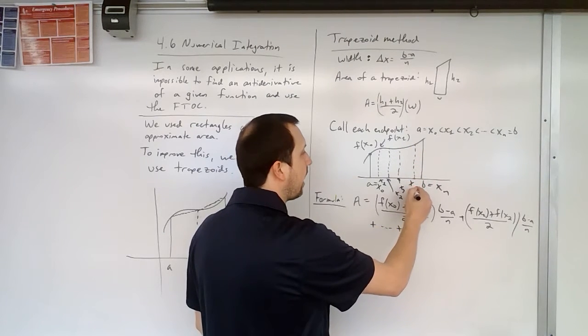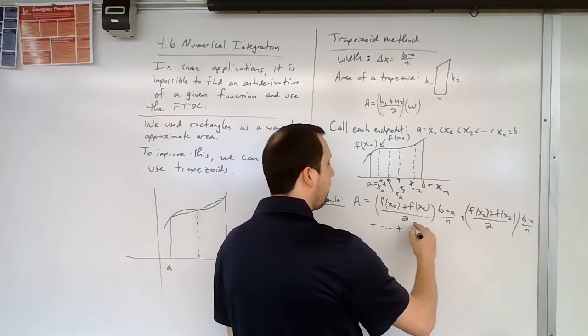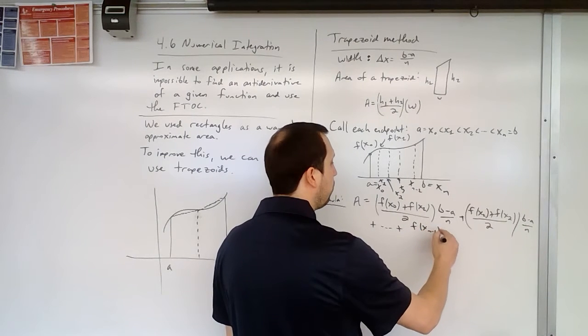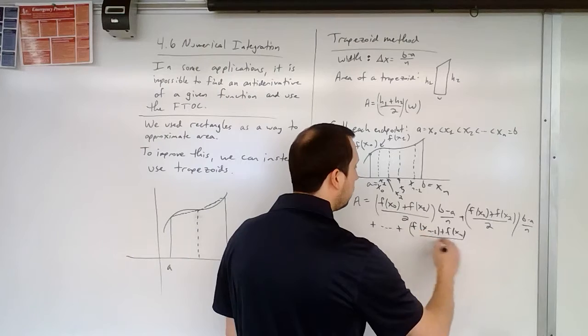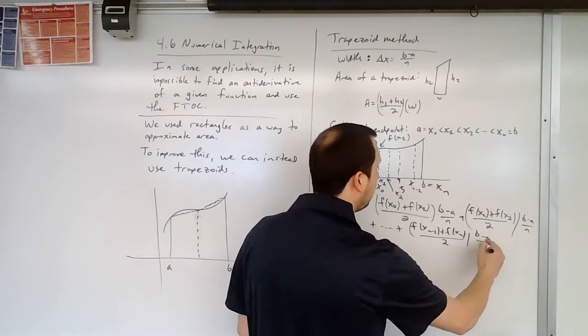So this would be x sub n minus 1. So I have f of x sub n minus 1 plus f of x sub n divided by 2 times b minus a divided by n.